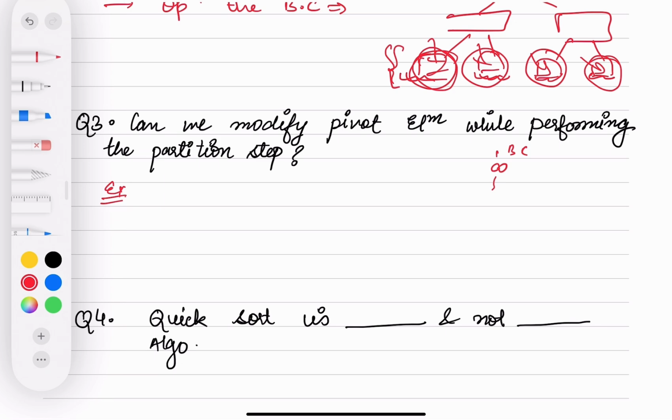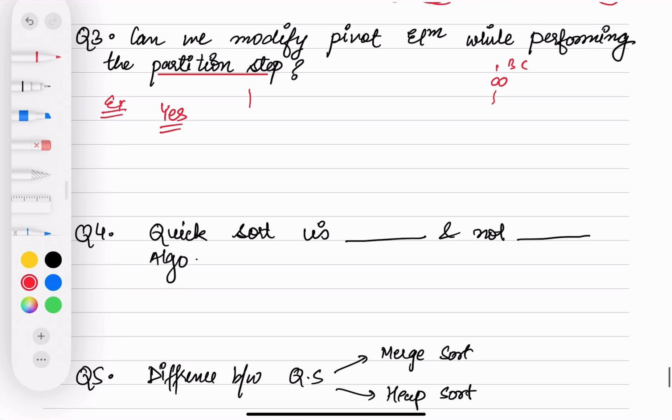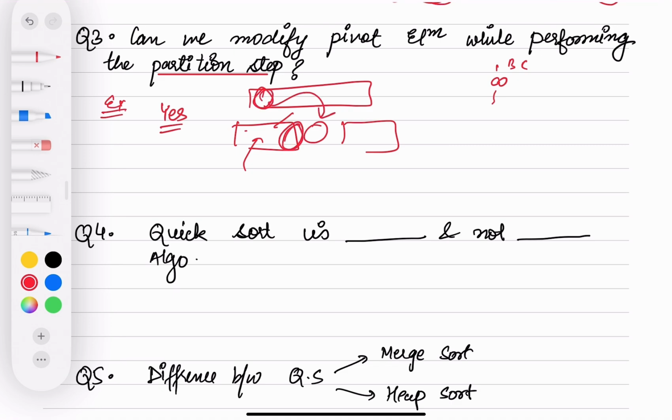So yes, the answer is yes. It is possible to modify the pivot element while performing the partitioning step in quicksort. You can change it while you are performing the partitioning step. For example, you have taken one partition, so here you get the pivot element, then you get a subarray. Now you can take the last element as a pivot in this case. You have taken first as pivot, but for this array, you can take this as pivot. Are you getting it?